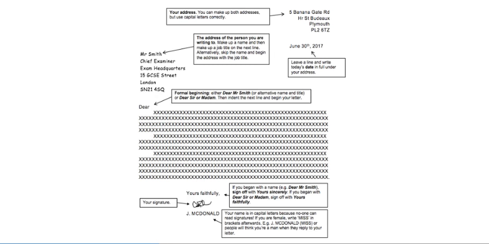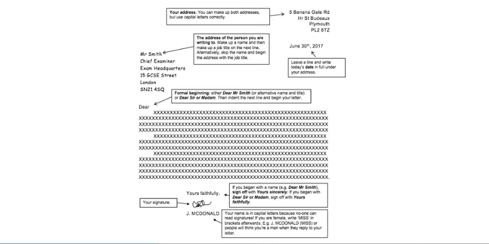Now, there's a lot of confusion sometimes about how do you end a letter. And it all comes down to this, basically. If you began with a name, so you actually know the person you're writing to, Mr. Smith, then you sign off with yours sincerely. But if you began with dear sir or madam, you sign off with yours faithfully.